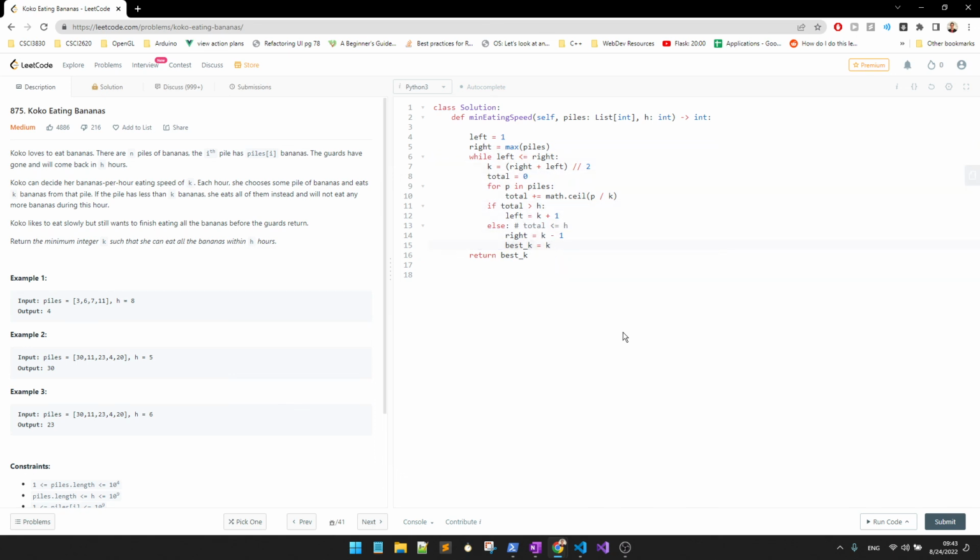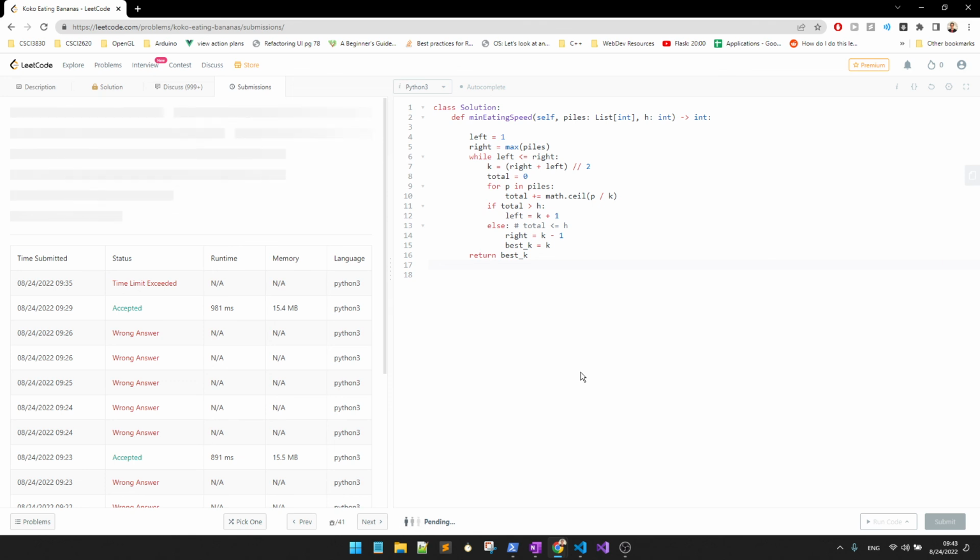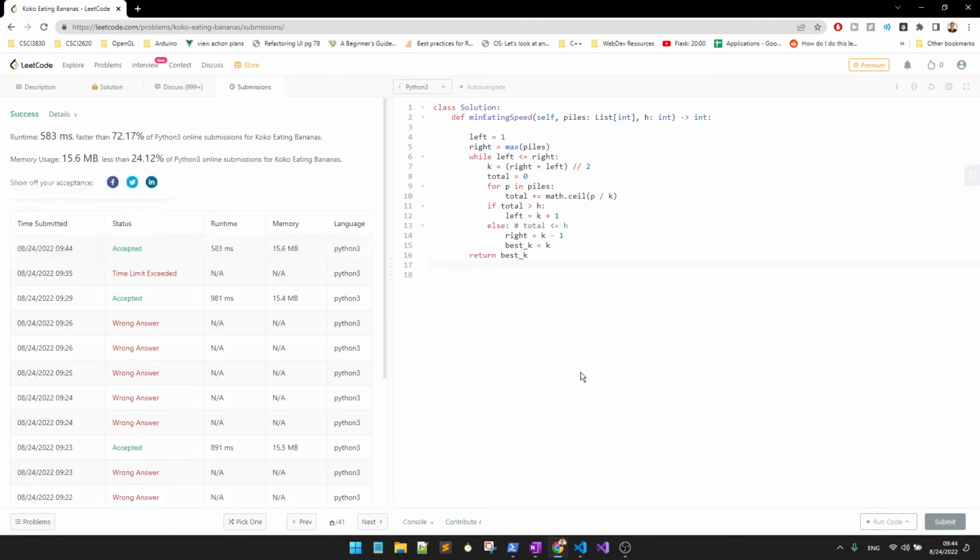We don't want to take the first valid answer that works. We want to find the minimum one. So we need to keep going until we've pretty much zeroed in on a single value. And because we might end up zeroing in on a value that's greater than h, that's why we save this. There you go.